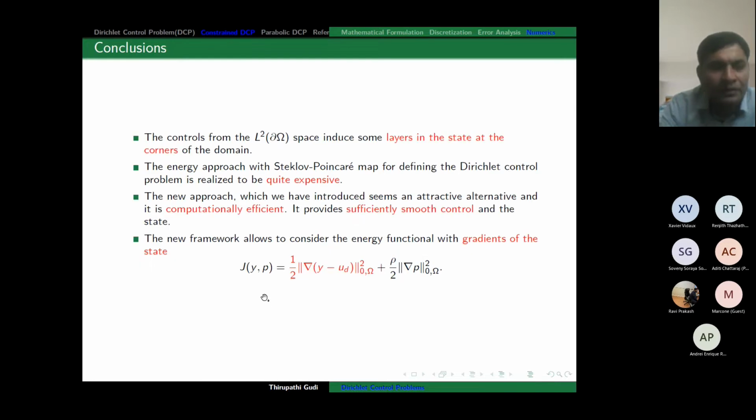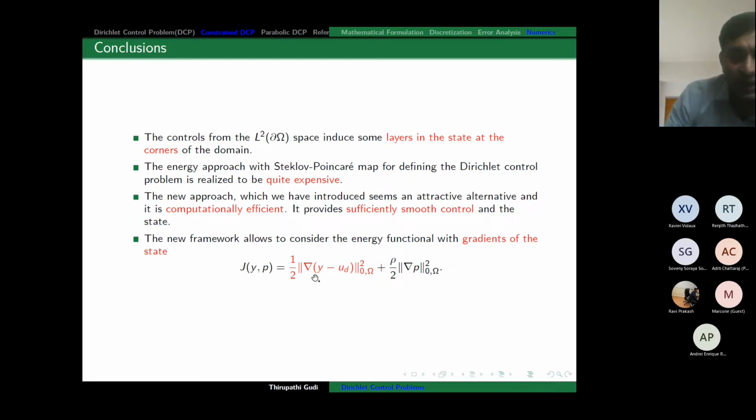It's nicely matching. The conclusions are that the approach using L2 control on the boundary induces some layers in the state at the corners of the domain, which is not appropriate. The Steklov-Poincare map approach is expensive from a numerical point of view. Our approach can be handled numerically and efficiently, and it also gives us a sufficiently smooth control. The control is a smooth function and doesn't bring any layers. Also, our approach is applicable when we have the cost functional to be this.